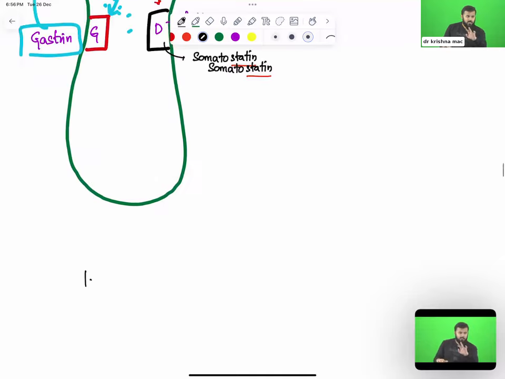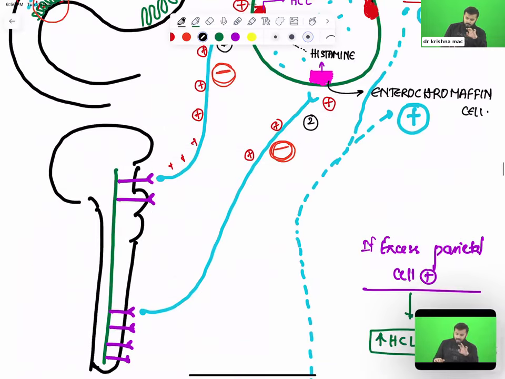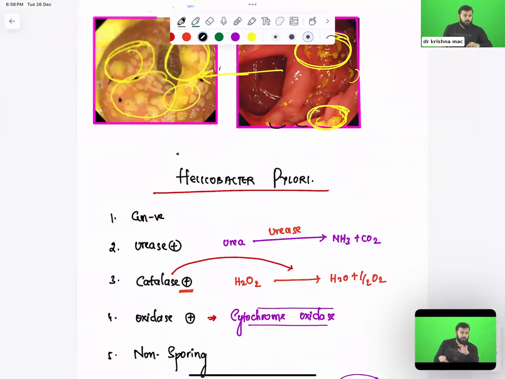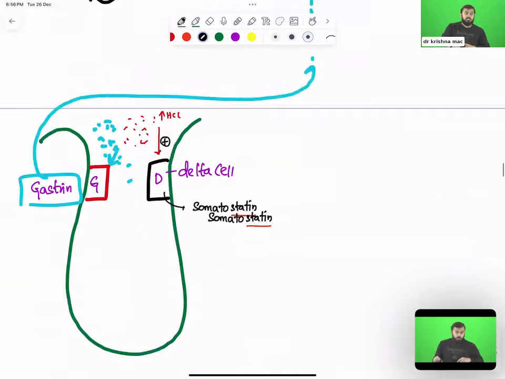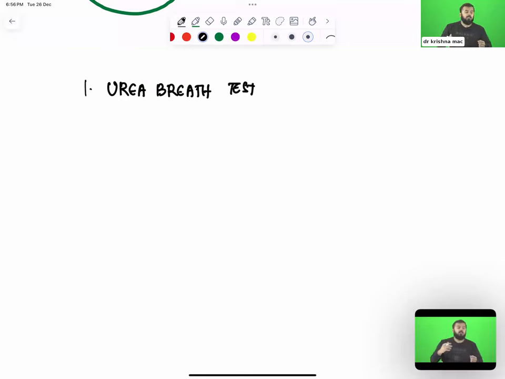I actually told you this particular mechanism. So, this test you will explain to the patient, and tell them this test is called the urea breath test. And finally, sir, when you breathe the air out, I will calculate the amount of carbon dioxide.